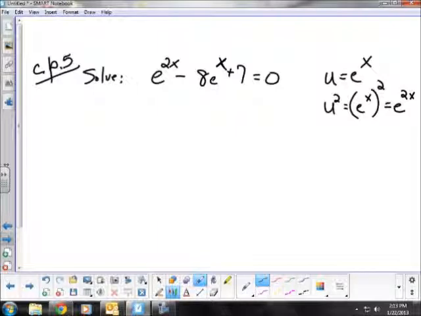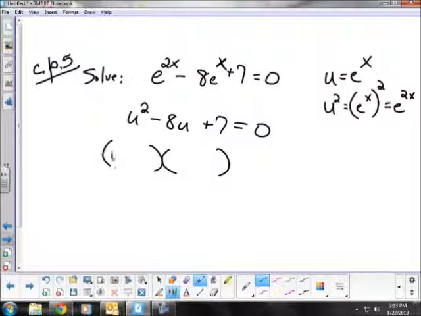Okay, so in your equation over here, everywhere you see e to the x, you're going to replace it with a u. And everywhere you see e to the 2x, you're going to replace it with u squared. So I come back over here, e to the 2x, u squared, minus 8, and e to the x replaced with u, plus 7 equals 0. So now, is it easier to see this is a quadratic type equation? Because now that's just something that I can factor very easily, right? How about u minus 7, u minus 1?